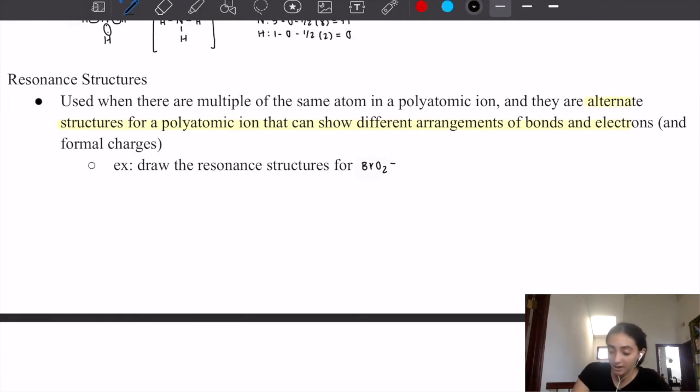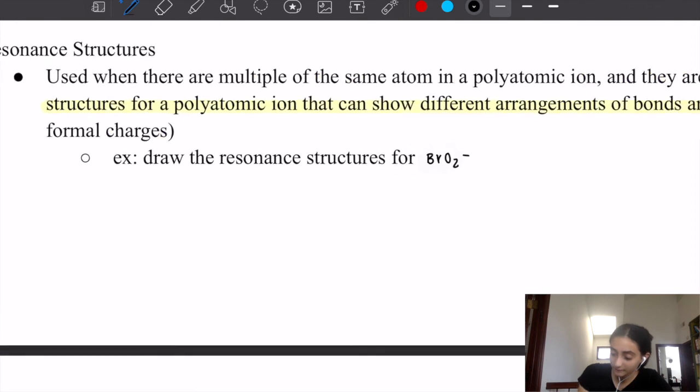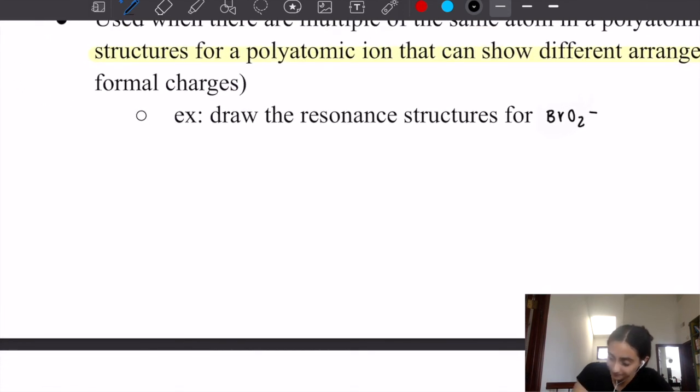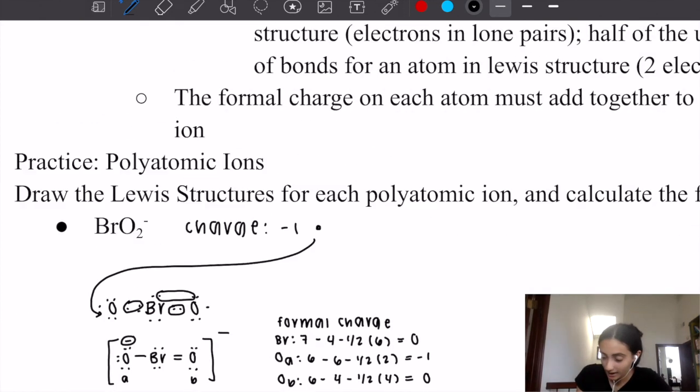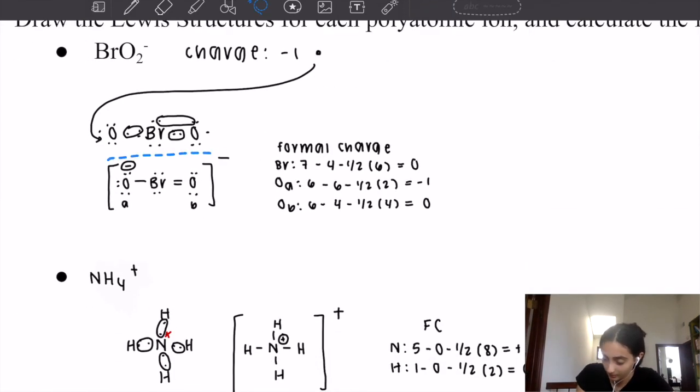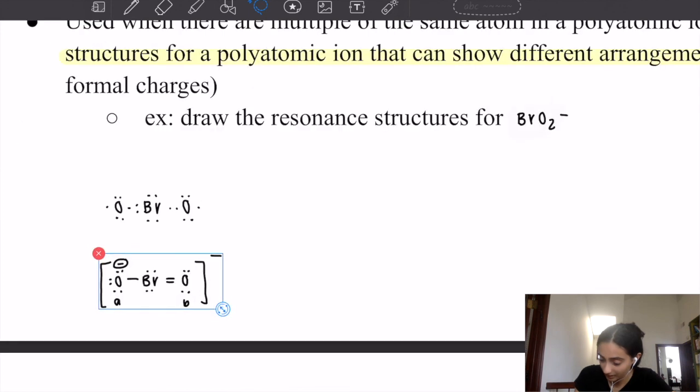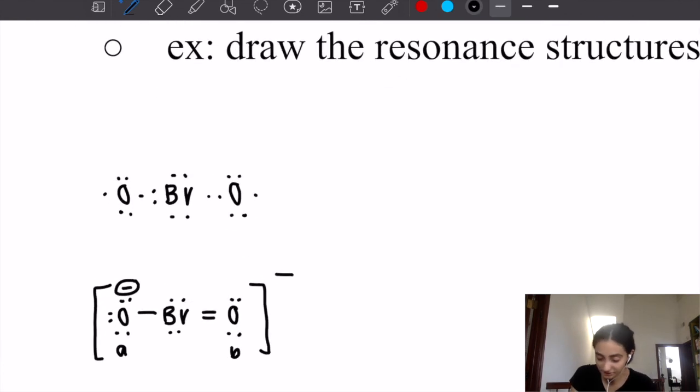So we're going to draw the other resonance structure for BrO2 minus. So we will start again with BrO and O. We have 7 here. 1, 2, 3, 4, 5, 6. 2, 3, 4, 5, 6. I am going to copy what we already have up here and bring it over here. So this is what we already have. Single bond on the left, double bond on the right. Now we're going to switch it.